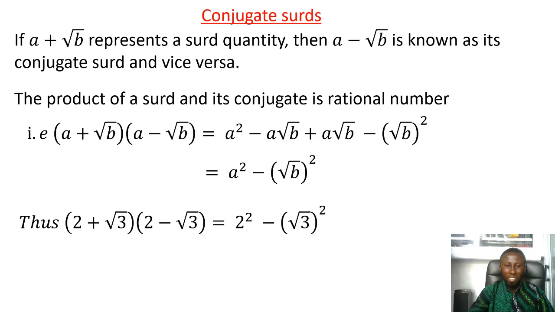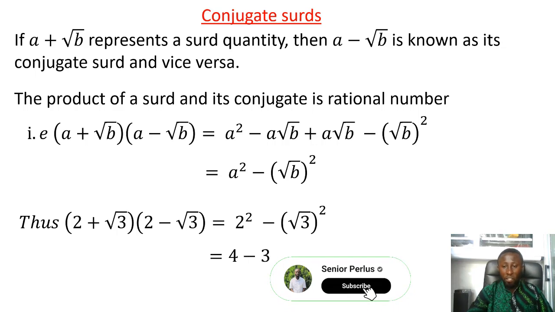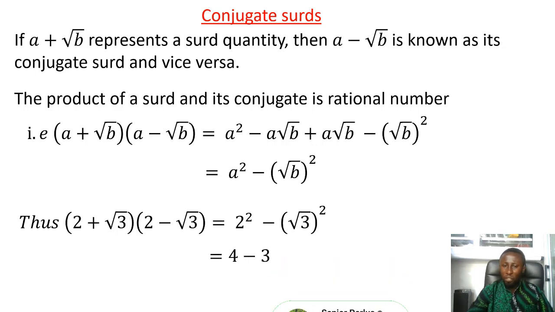So let's try this. Yes, you see that this one is a difference of two squares. So we just square it and then we subtract. Please, the middle sign is always negative, not positive, for a difference of two squares. Remember, note that. So therefore, this is our final answer. That's for the conjugate of surds. So let's solve some examples under conjugate of surds.